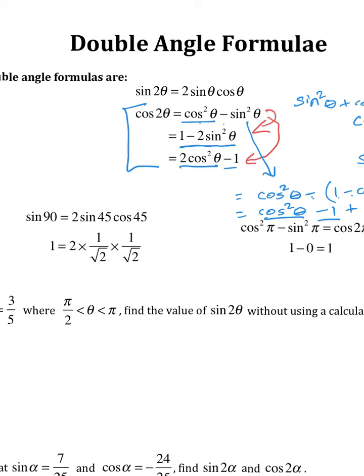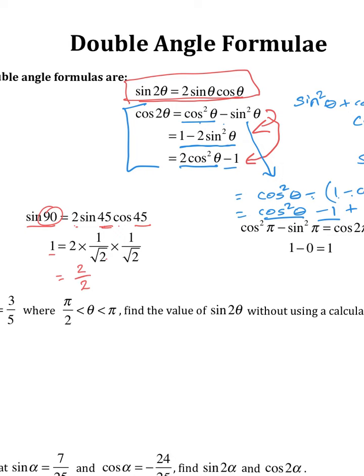For instance, we can use these by working out sine 90 is 2 times sine 45 cos 45, since half of 90 is 45, so we're using this first one here. Then that becomes 1, because sine 90 is 1, equals 2 times sine of 45, which is 1 on root 2, times cos of 45, which is also 1 on root 2. If you simplify that, you get 2 on 2. So this is just an example to show that this formula does in fact hold.